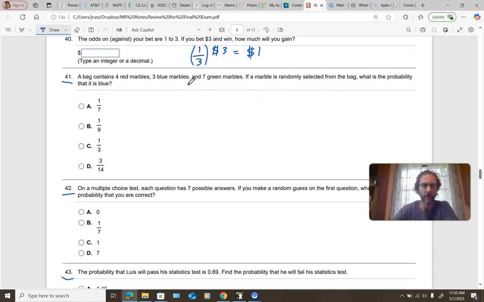All right, let's look at 41. A bag contains 4 red marbles, 3 blue marbles, and 7 green marbles. If a marble is randomly selected, what's the probability that it's going to be blue? Well, to do this, you just figure out how many blue marbles there are. There's 3 of them, so that's going to go in your numerator, over the total number of marbles, which appears to be 14. If you recall, we would be taking the theoretical approach here in quantifying the probability of this event. So it's 3/14, which is D.